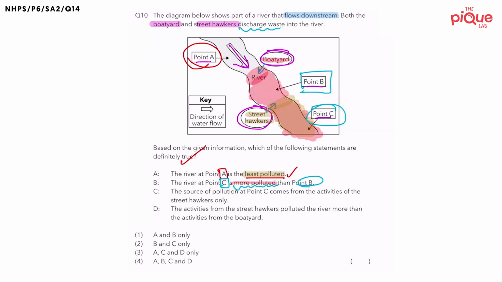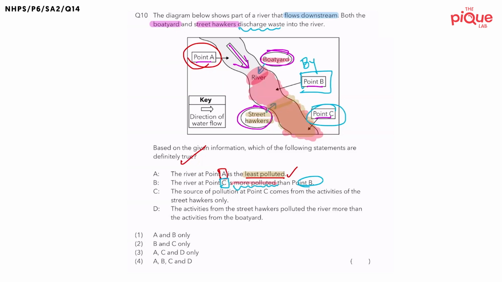Look at point B on your screen first, okay, in this video. Point B is only polluted by who? We can see that point B is only polluted by the boatyard, okay? In this case, I'll put BY as boatyard because you only see red color, which is waste from the boatyard.